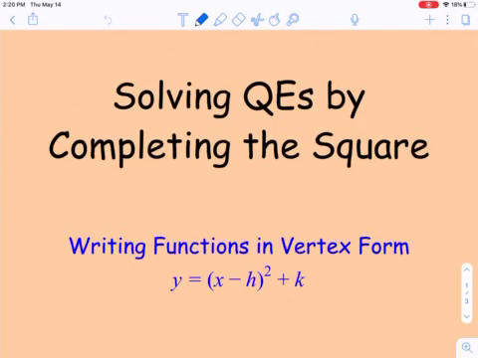Hey everyone, solving these by using completing the square. The last video here, and what we're going to do is talk about how we can use what we know about completing the square now to help us put an equation into vertex form. And that's helpful if you actually have to graph this, right?